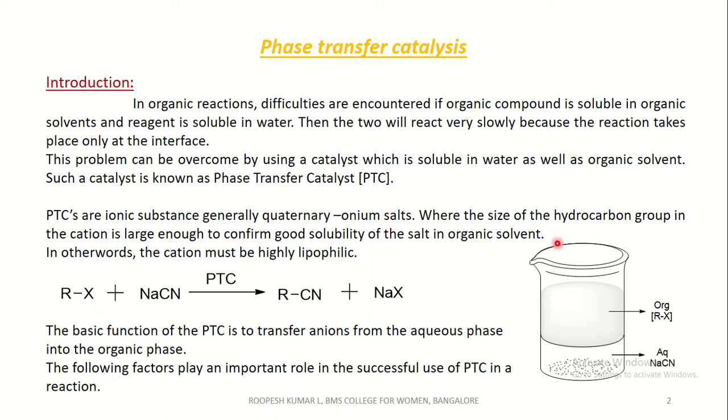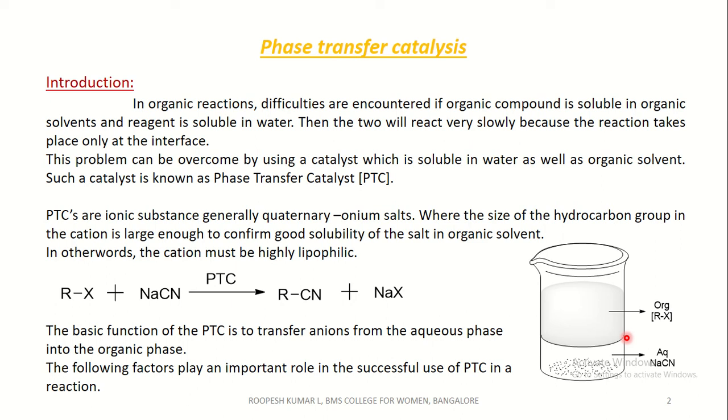Coming to this figure, as I said, you can see there is an interface here. This is the organic phase, that is, the organic solvent. This is the aqueous phase, which has a water layer, and you can see there is a layer separating the aqueous phase and organic phase, which is called the interface. Without PTC, as I said, the two will react very slowly because the reaction takes place only at the interface.